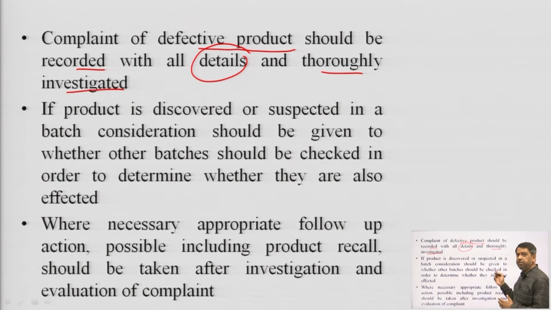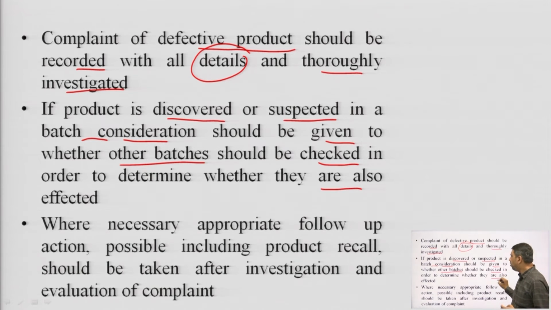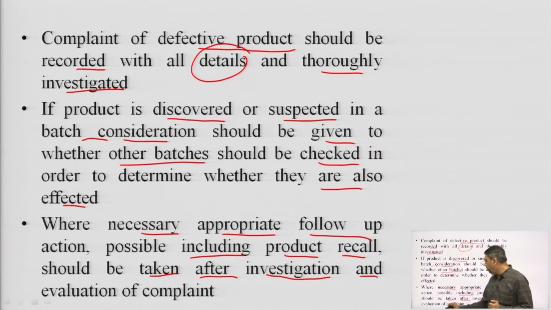So, there should be a proper investigation, and if a defect is discovered or suspected in a batch, consideration should be given to whether other batches should be checked in order to determine whether they are also affected. This is also one of the likely cases: if the product is manufactured in batches, the other batches may also get affected because of this defective product. This is why the WHO GMP guidelines clearly state that every kind of defect should be thoroughly investigated, and where necessary, appropriate follow up action, possibly including product recall, should be taken after investigation and evaluation of the complaint.